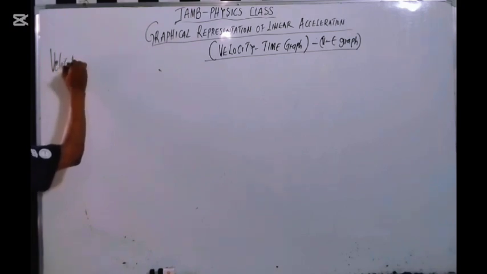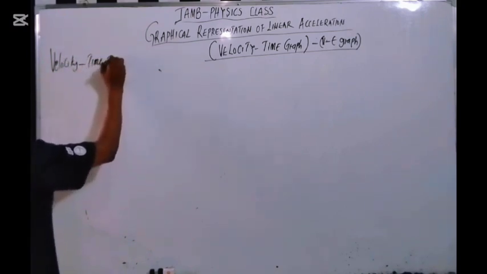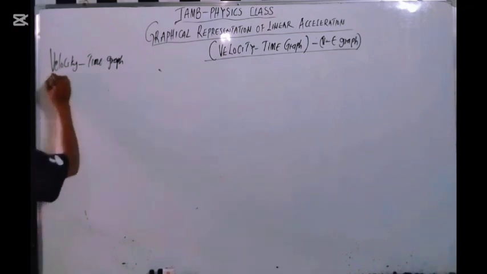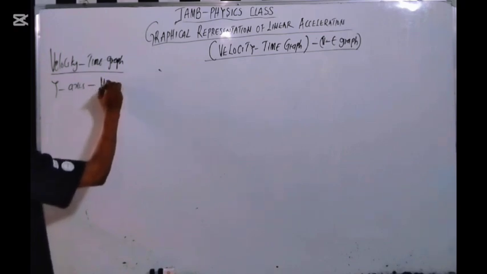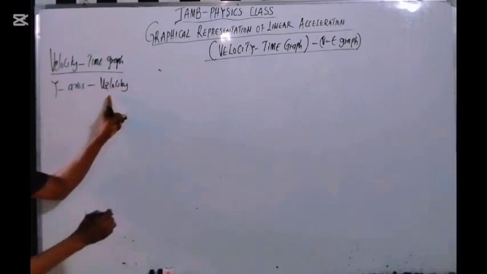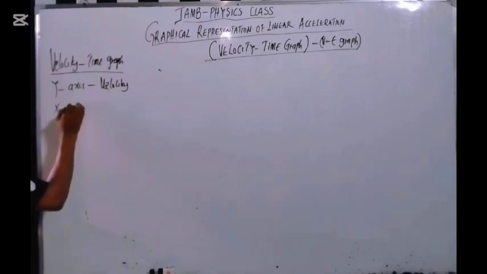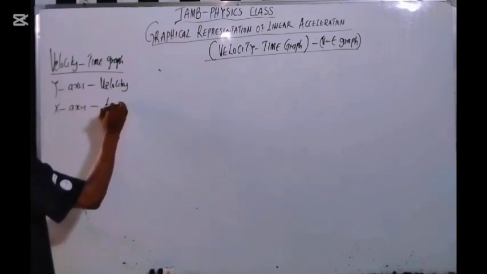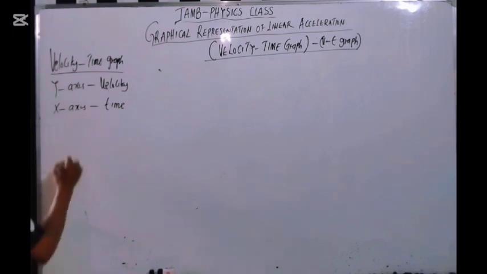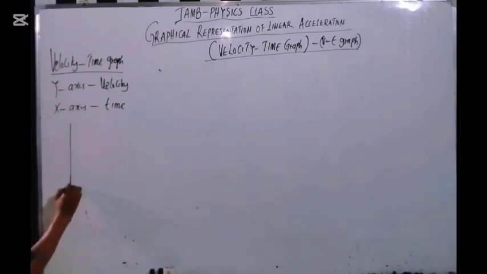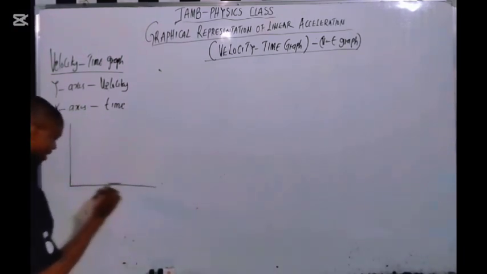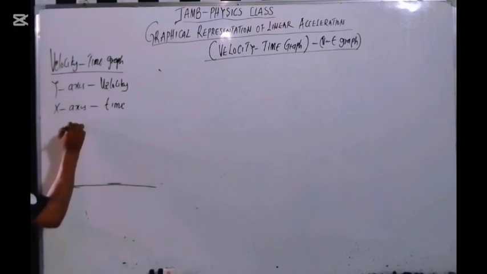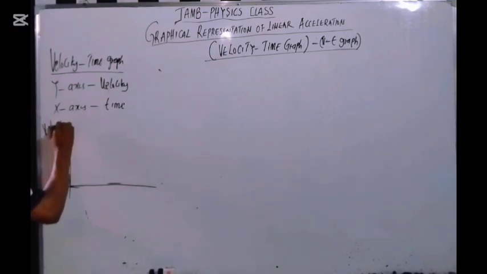In the velocity time graph, the y-axis is the velocity. Now the x-axis is the time. So you are plotting the y-axis against the x-axis. You have velocity, which is in meters per second, right?